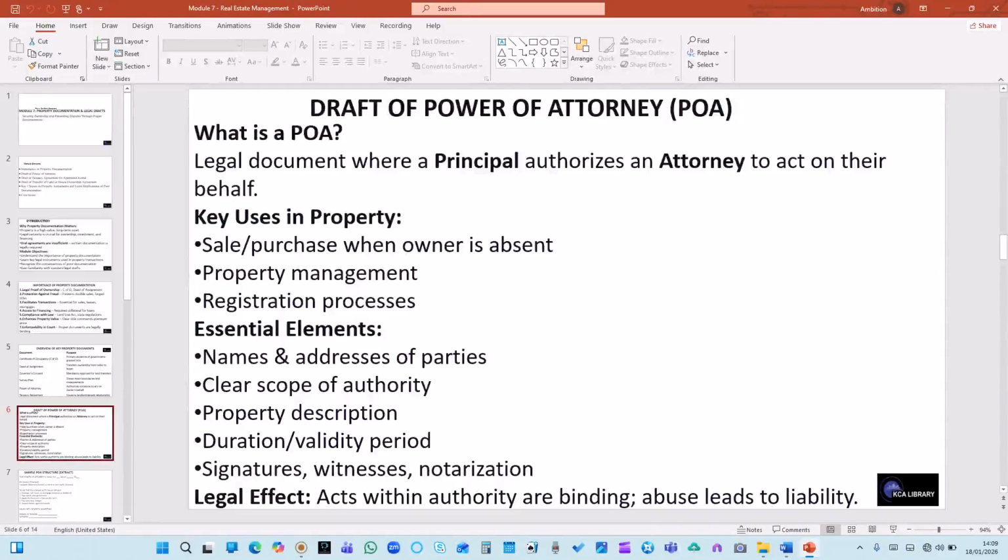Essential elements in power of attorney include the name and address of the parties involved, clear scope of authority, the property description, duration or validity period, signatures, witness, and notarization. Legal effect: acts within authority are binding. Abuse leads to liability. So it simply means that the attorney must act within the authority, whereby abuse may lead to liability. Liability to whom? To the attorney.